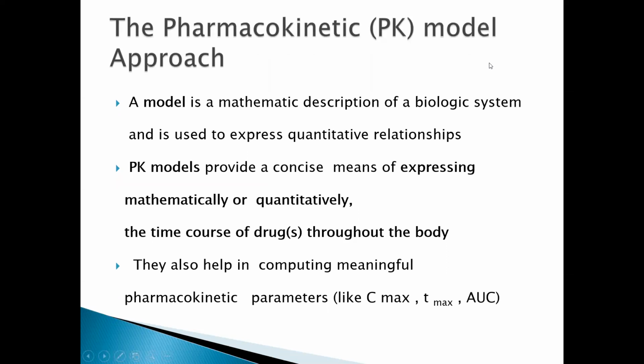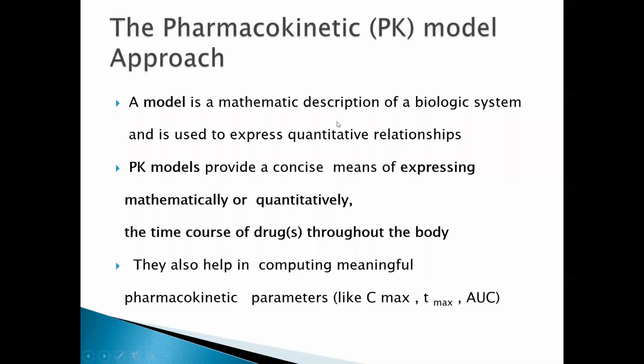What do we do in a pharmacokinetic model approach? So what is a model? We need to understand what a model is. A model is a mathematical description of a biologic system. It is used to express quantitative relationships. Pharmacokinetic models provide a concise means of expressing mathematically or quantitatively the time course of drugs throughout the body. That means how the drug is moving through the body. What the time course is can be expressed mathematically or quantitatively by using these kinds of pharmacokinetic models.